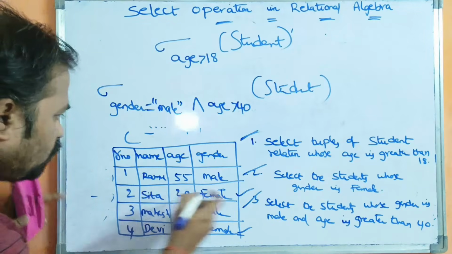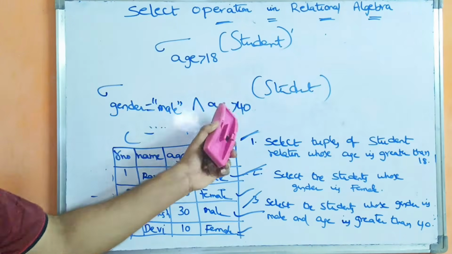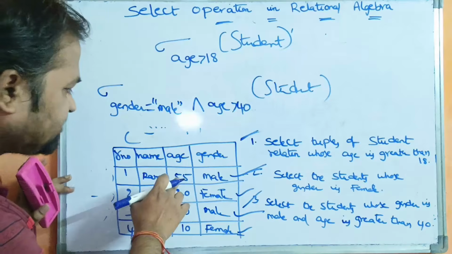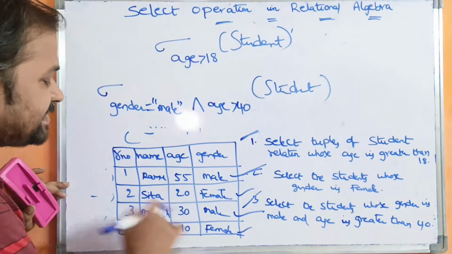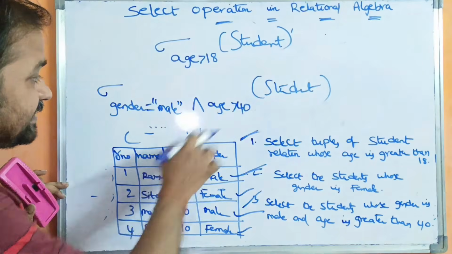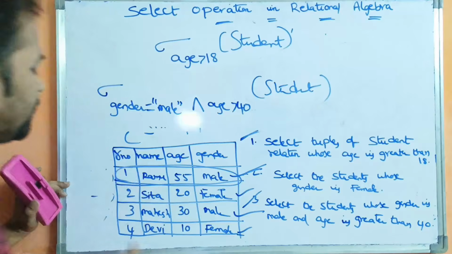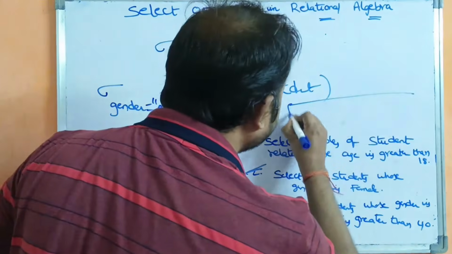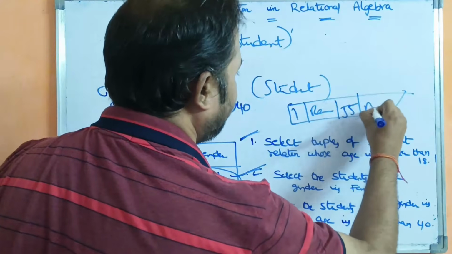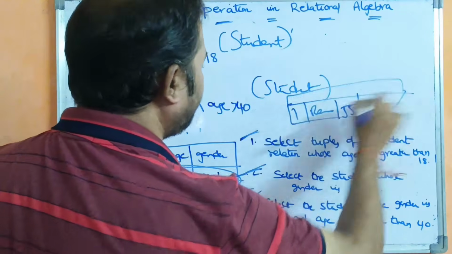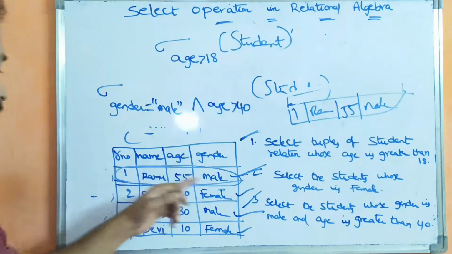Now here gender is male, so we have two records where the gender is male: the first record as well as the third record. Age is greater than 40: in the first record age is 55, greater than 40, whereas in the third record age is 30, less than 40. So we will get only this row as the output: 1, Ramu, 55, male, that is roll number, name, age and gender. We will get this row as the output.